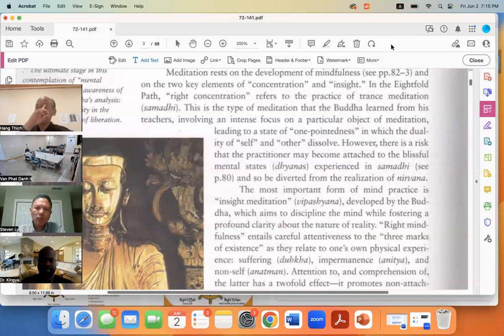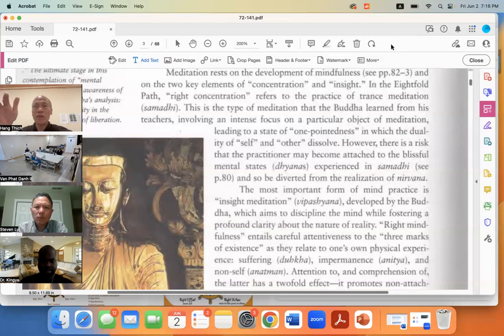Okay, so let's go back. In Buddhism, there are two main meditation practices. One is called samatha, which is right concentration, a focusing. Another one is vipassana, which is mindfulness. Mindfulness is a series of concentration.